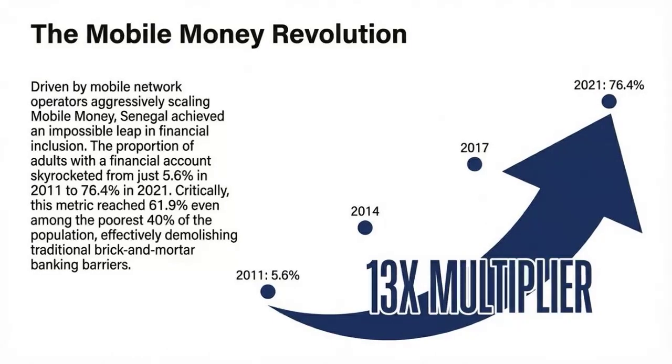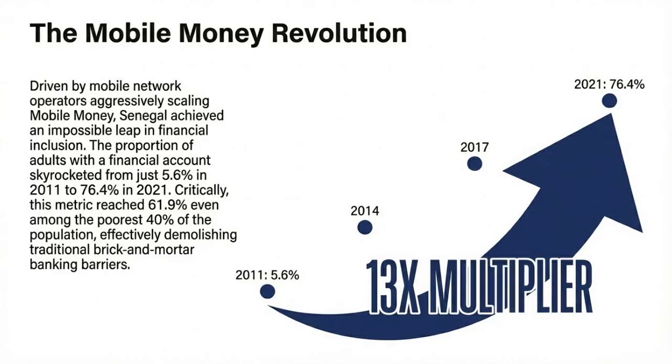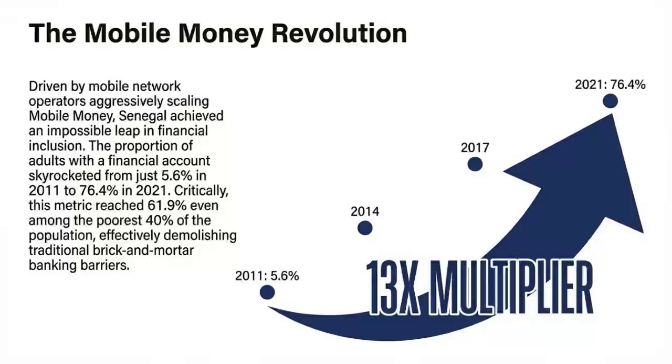In 2011, a mere 5.8% of the population aged 15 and older had an account at a financial institution or a mobile money provider. Less than 6 out of 100 people. Basically nobody. The entire economy was functioning on physical cash, which is slow, it's dangerous to transport, and it is incredibly difficult to save securely.